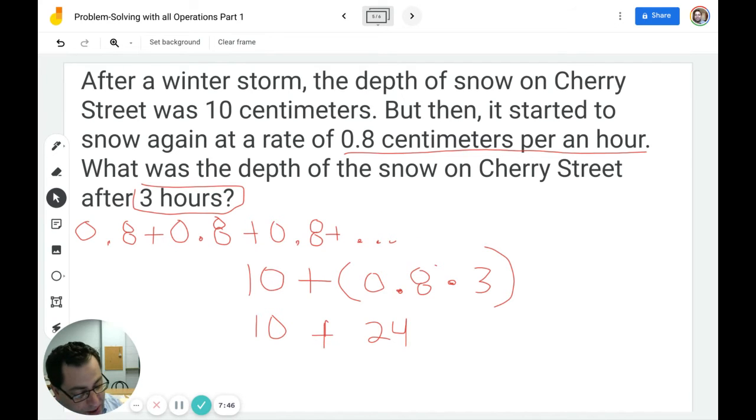And there is 1 decimal place here, right? There's no numbers after the decimal in 3, but there's 1 after in 0.8. So I'm going to move my decimal point 1 from the right, and I get 2.4. From here, we add 10 and 2.4. Well, we just add the numbers up to the left of the decimal point. So 10 plus 2 is going to be 12.4. And that is going to be centimeters of snow. There's one more question in this problem set, so let's take a look.